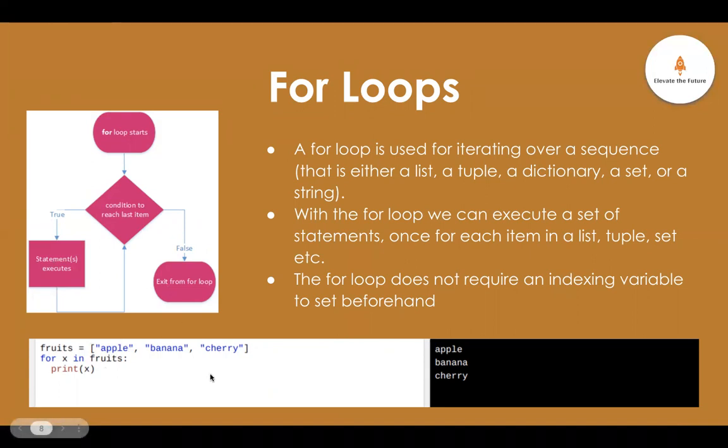We can also use a range. So if we wanted to run a for loop 10 times, we could just do for i in range(10), and that basically creates a list from 1 to 10, and then it goes through all of them.